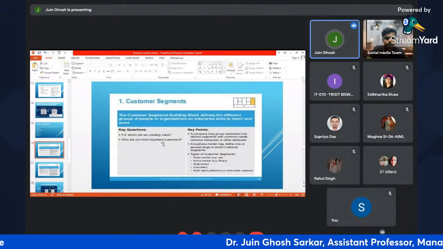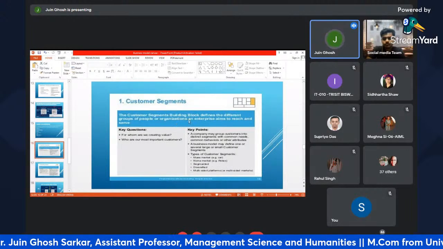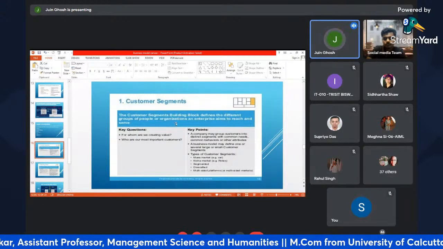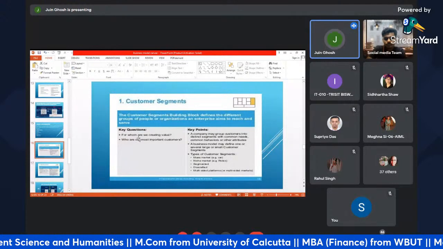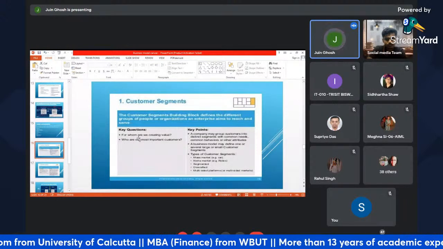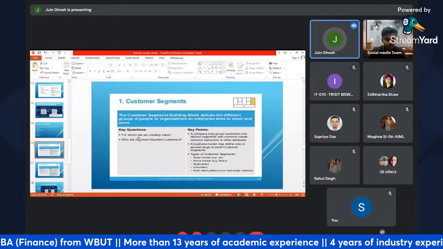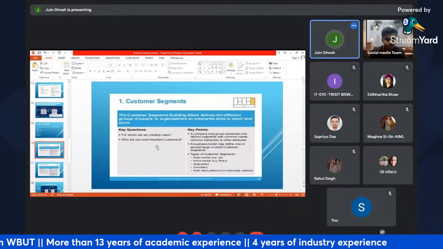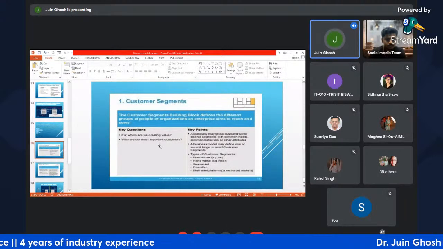Now, these are the customer segments. That is, the customer segments building block defines the different groups of people or organizations an enterprise aims to reach. For this, the main question is, for whom are we creating the value? It should be very clear who our target customers are as a whole, and who are the most valued customers of the business. That should be pretty much clear to the organization.